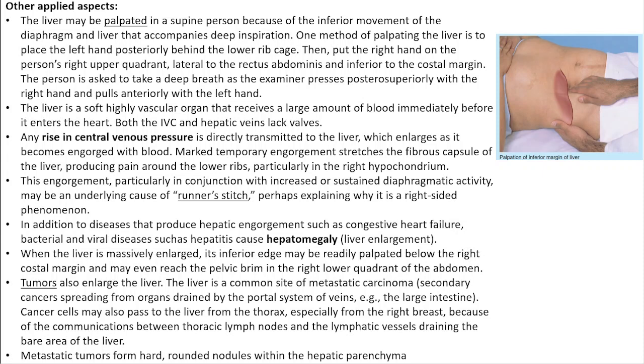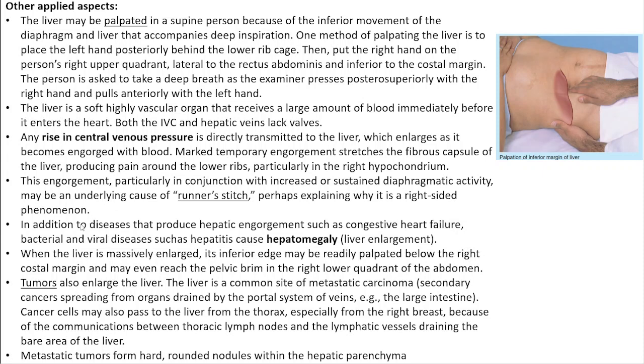are continuously running for long periods of time, they are going to breathe faster and deeper. That is going to produce sustained diaphragmatic activity. That is going to cause an underlying pain in the right hypochondrium. That is called the runner's stitch. Happens in runners or athletes. That perhaps explains why it is a right-sided phenomenon, because it is going to cause engorgement of the liver, which is lying in the right hypochondrium.